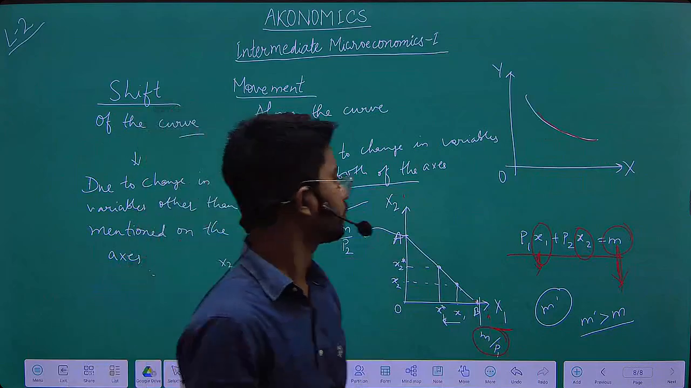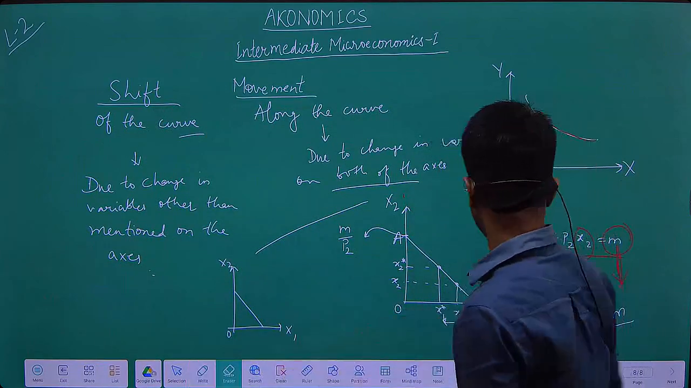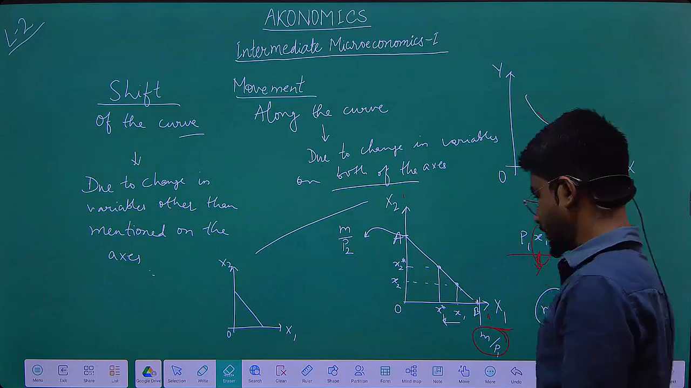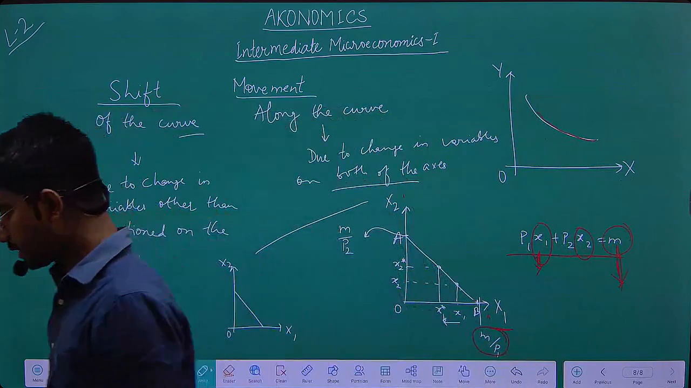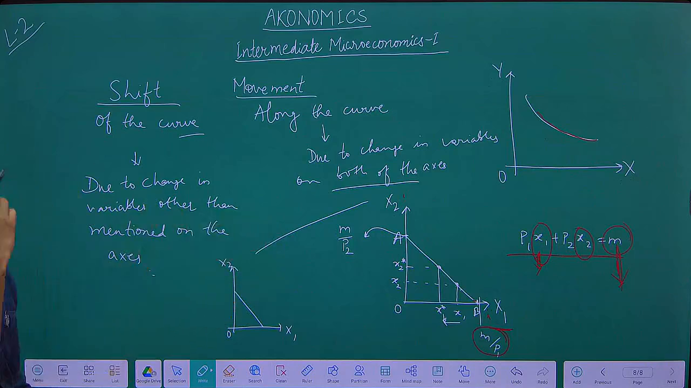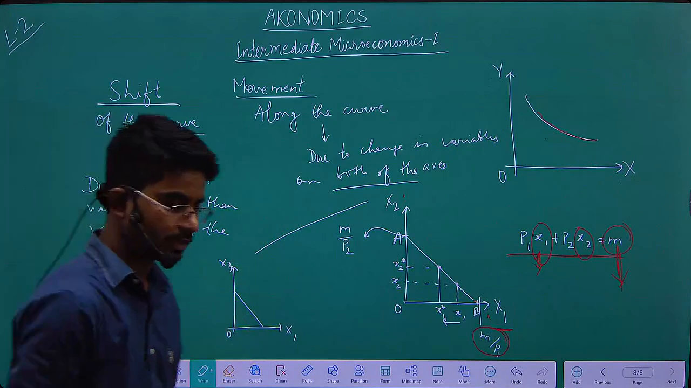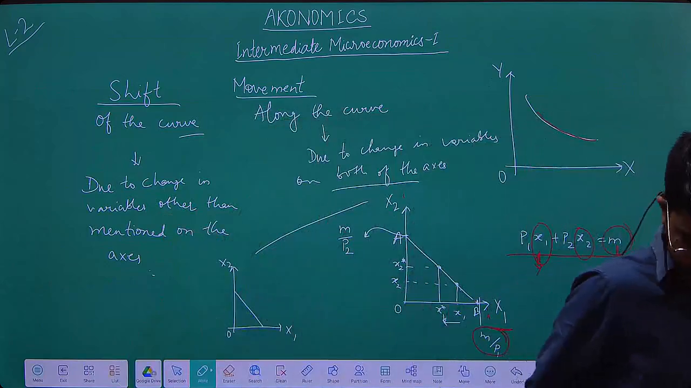So first make the basic diagrams and then we will proceed further. Just take a note of all these things, then we will see how the effect of a change in income gives you the shift in the budget line. So just take a note of it.